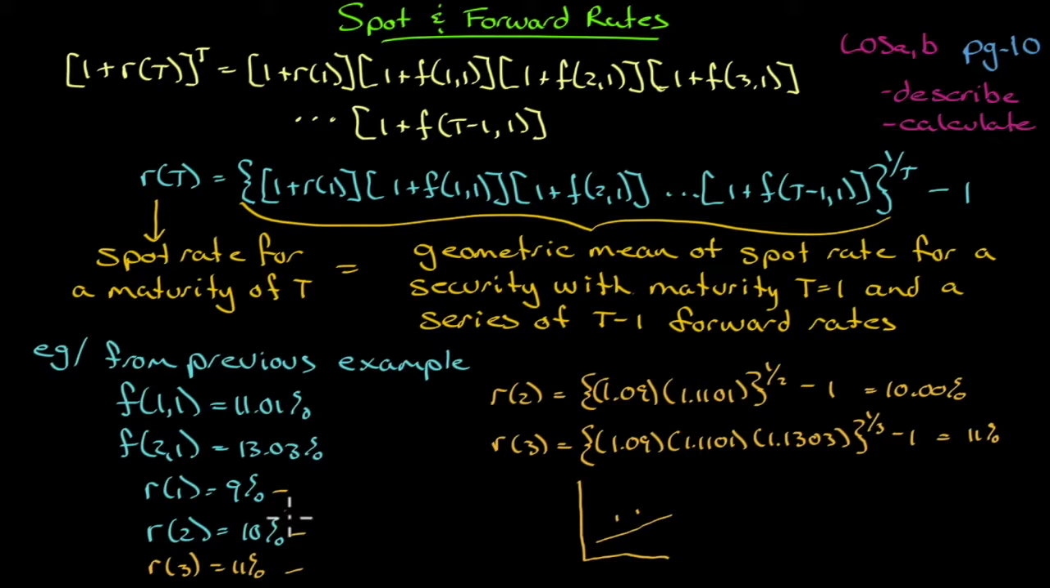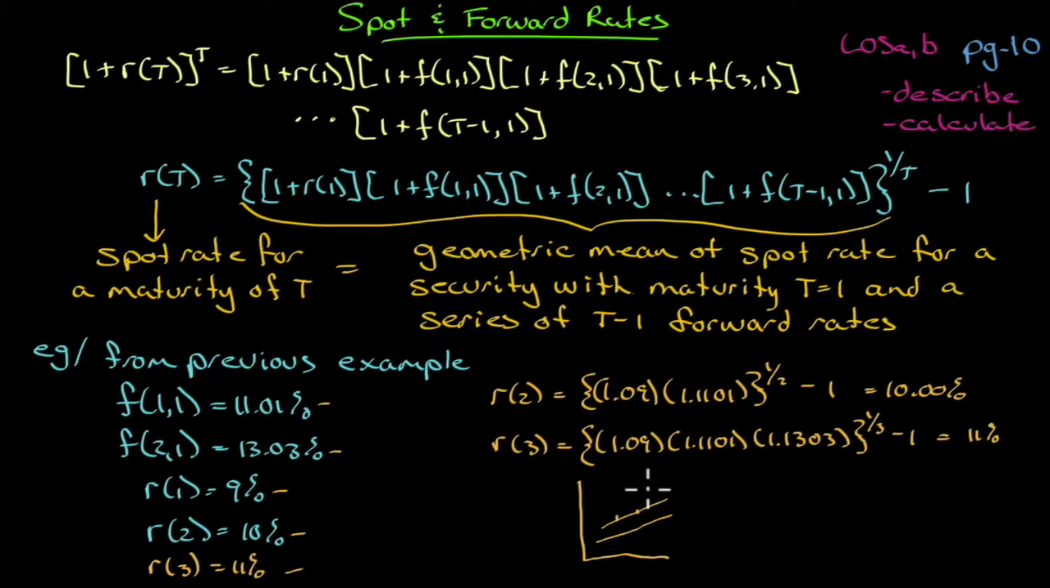What the market is implicitly saying by the shape of this curve, by the slope of this curve, is that in a year from now, we expect the 1-year spot rate to be 11.01. We expect the 1-year forward rate at that point in time to be 13.03. In 2 years from now, we expect the 1-year spot rate to be 13.03. So we know on an upward sloping spot curve, the forward curve lies above the spot curve.